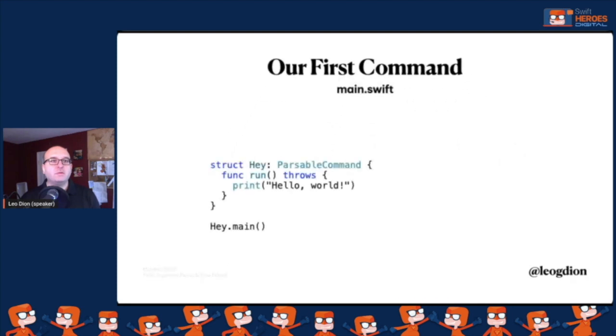So let's go ahead and build our first command. In this case, we're going to just have a simple command that prints out hello world, but within the framework that Swift Argument Parser has. In this case, all we have to do is just say print hello world, and we're good to go.